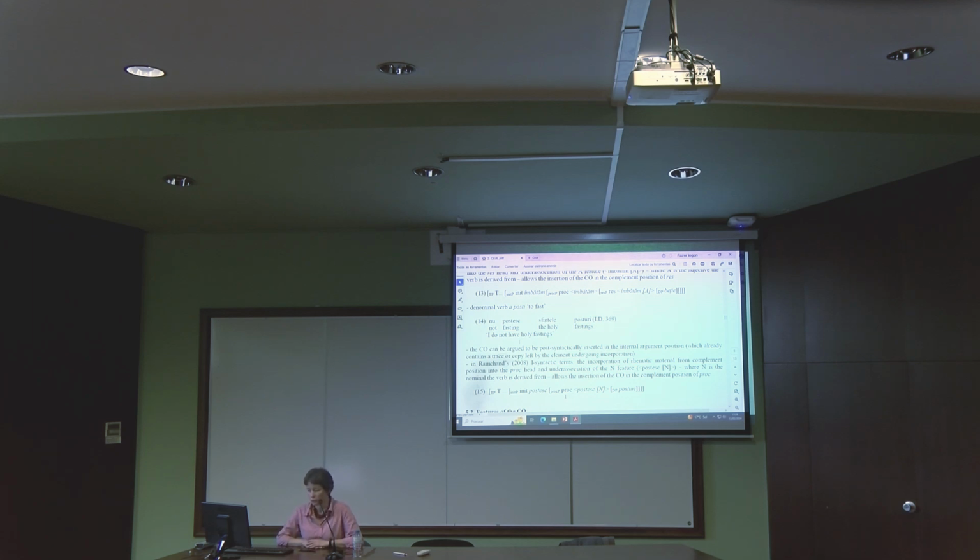Again, if we turn to Ramchand's lexical syntactic terms, we can say that there is the incorporation of phonetic material from complement position into the proc head, and under association of the N feature, where N is again the nominal the verb is derived from. And this is how we can insert the CO in the complement position of proc, illustrated in 15.